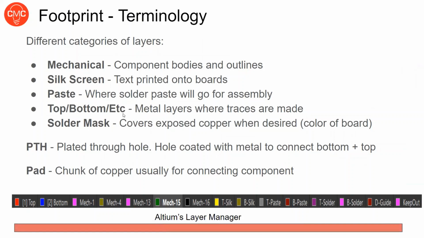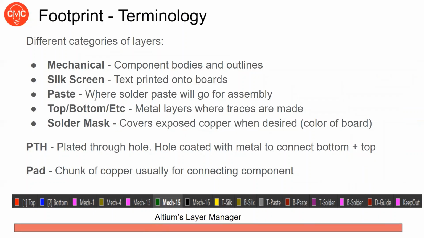So different kinds of layers. A mechanical layer is something that's physically a component body or an outline. Don't put things in here. A silkscreen is going to be the text that's printed onto boards. So if you have something that says R15 on these PCBs I gave you, that's the silkscreen.